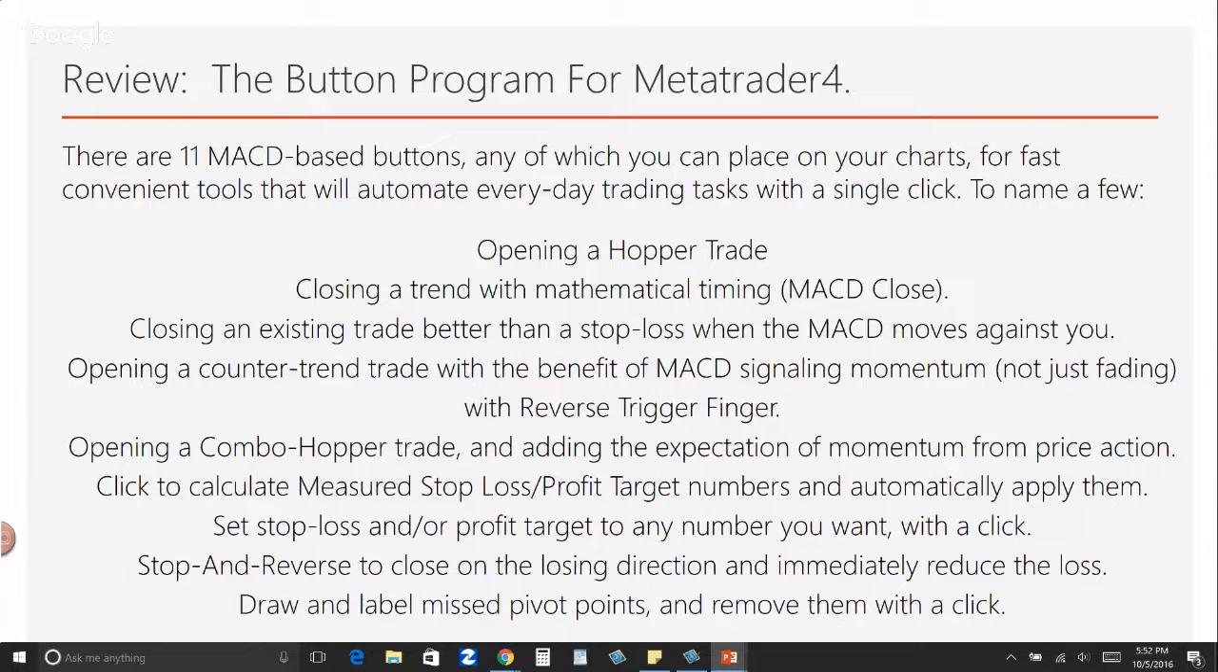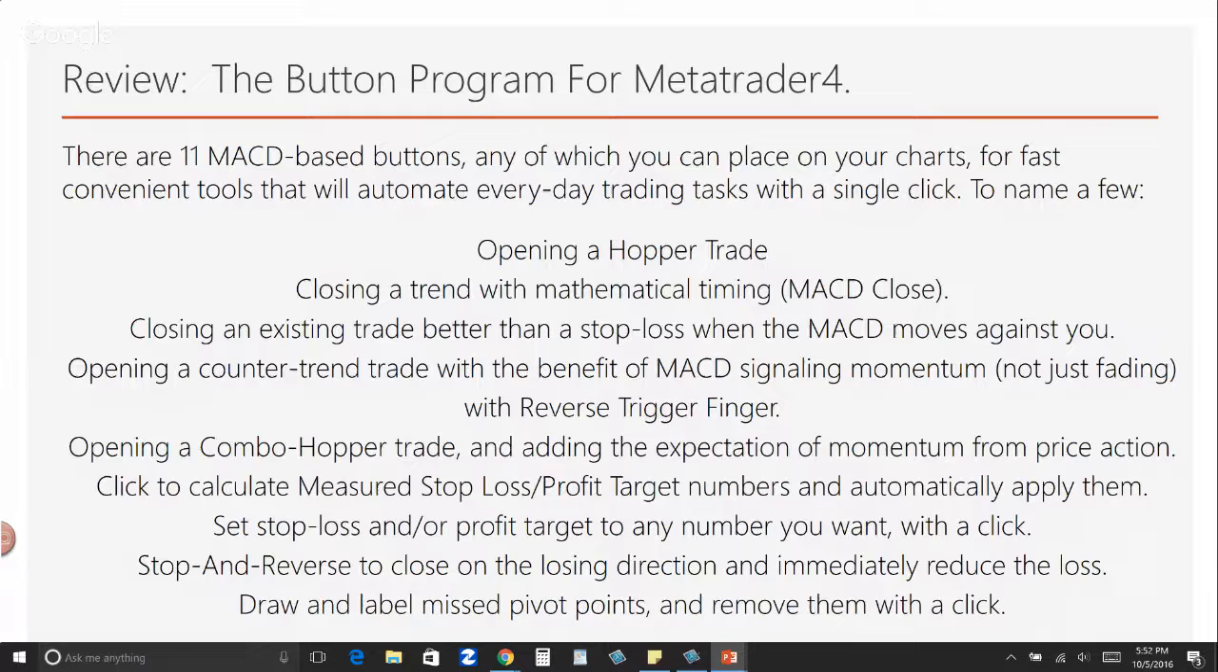You can click to calculate that measured stop loss or that measured profit target and get that number. And then you can either automatically apply those orders or just use the number in some other way. Maybe it was just information you wanted. It does the math for you. You can set a stop loss and or a profit target to any number that you want. With a single click, you can change it 20 times if you want to. If you're like me, you might do that.